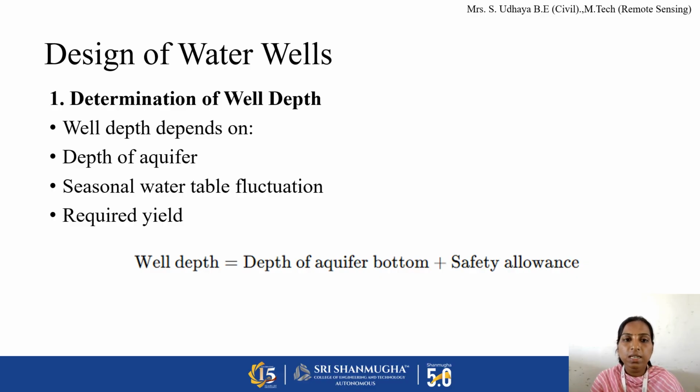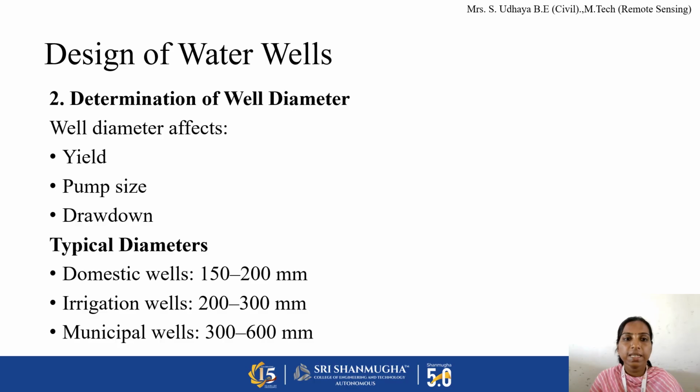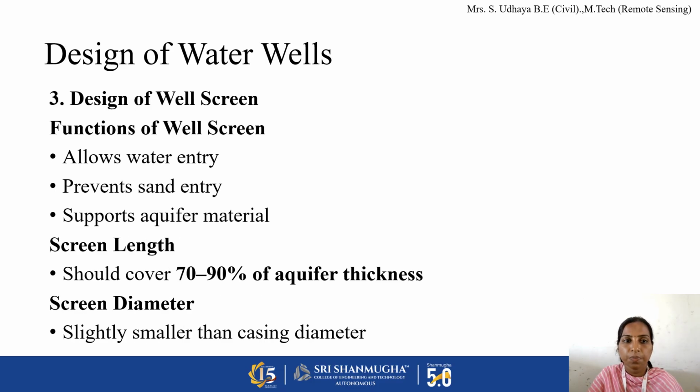Then coming to the design of water wells, the first step is the determination of well depth. Generally, well depth depends on the depth of the aquifer, seasonal water table fluctuations, and the required yield from the well. Next we have to determine the well diameter. Well diameter affects the yield, pump size, and drawdown. The typical well diameters for domestic wells range from 150 to 200 mm, irrigation wells from 200 to 300 mm, and municipal wells from 300 to 600 mm.